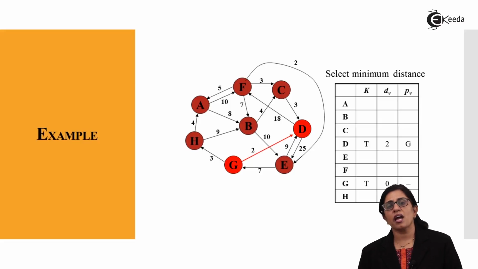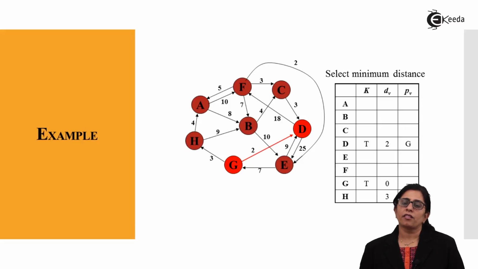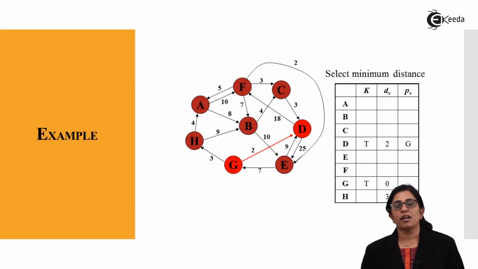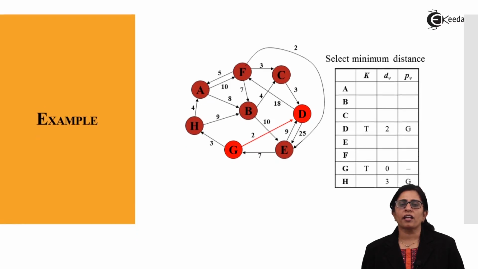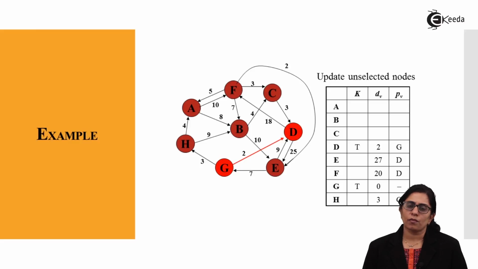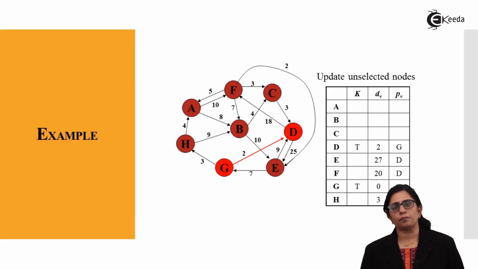So if you see here in the table, we have updated the value in the array K, that is select the minimum distance and write down T, which stands for it is added in my tree. As Dijkstra algorithm is an implementation of minimum spanning tree greedy approach, it is added into the tree. Now from D, where all can I go? From D, if you see, there are two out arrows. One is going to F and another one is going to E.